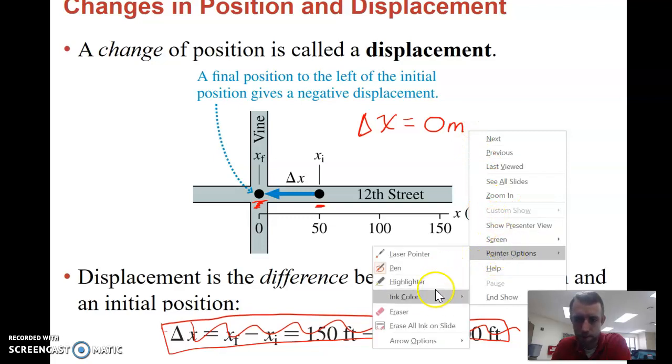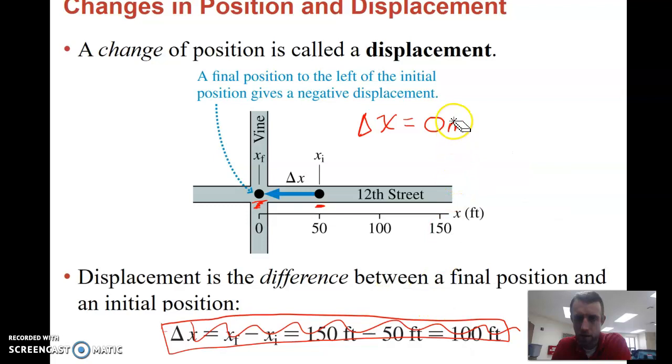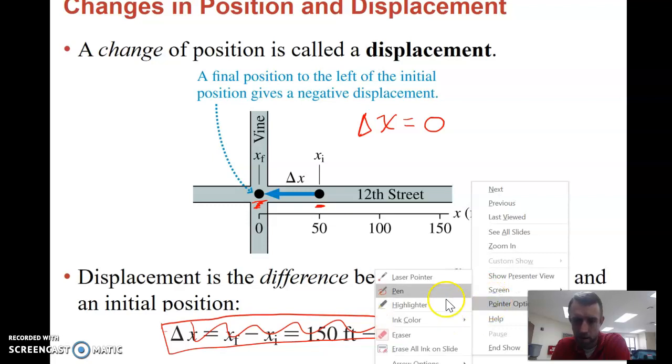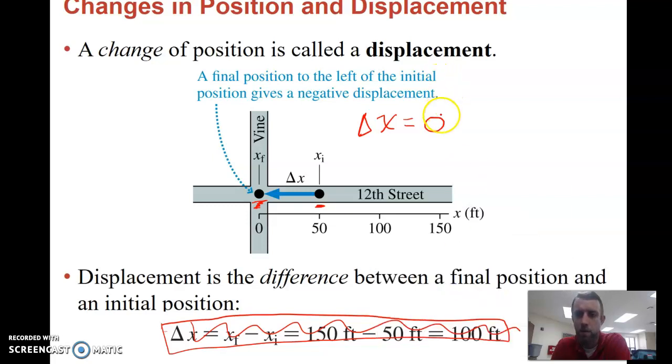Pointer. There we go. All right. And pen. All right. So it's 0 feet minus the initial position, which is 50 feet. And that equals, of course, negative 50 feet.